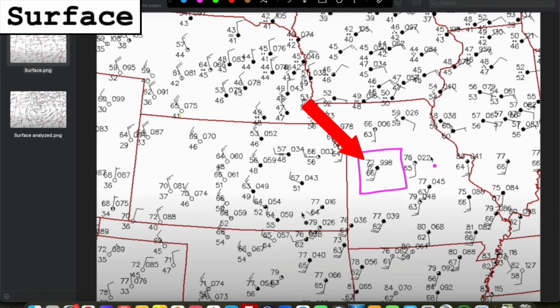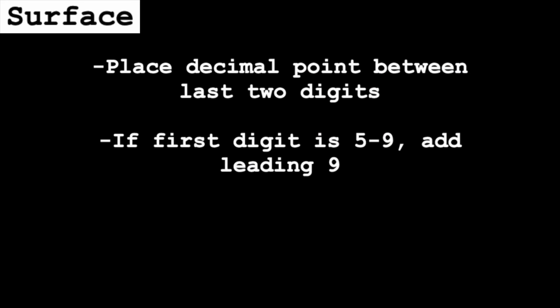The number at the top left is surface temperature at the time of observation. The number at the bottom left is surface dew point. The number at the top right is surface pressure at the station. Now, this is given in code. If the first digit is between 5 and 9, then we put a 9 in front of this value.